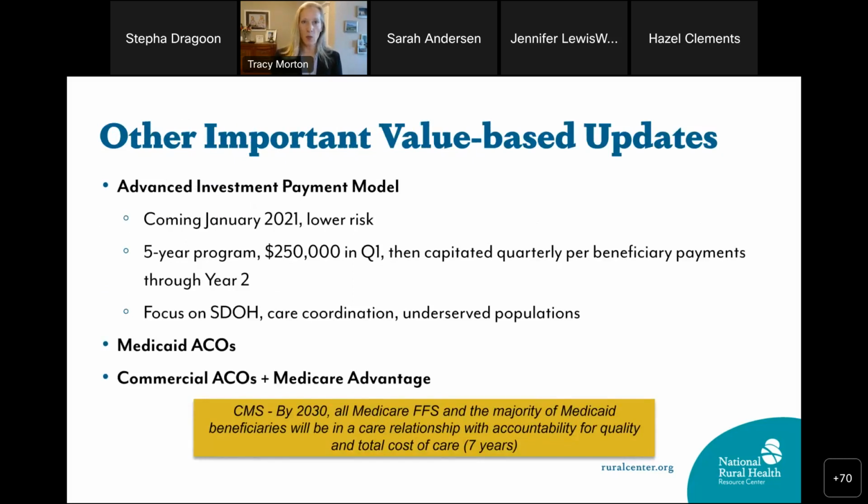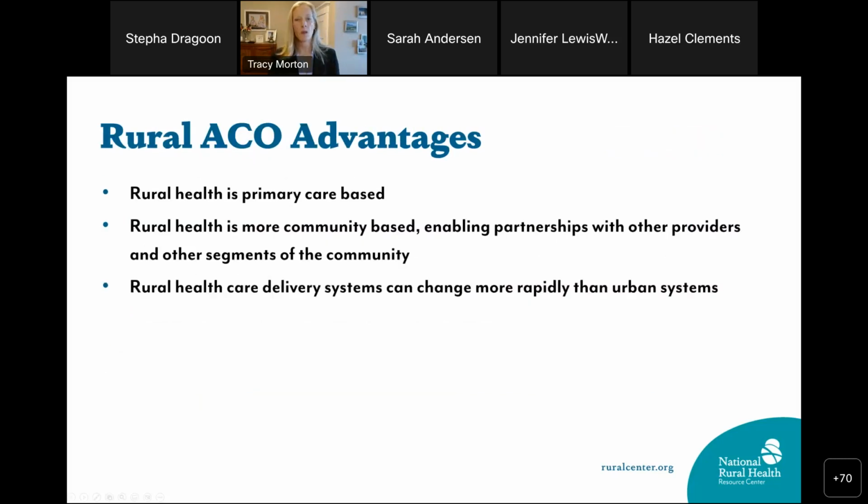Again, the reminder that by 2030, CMS is really hoping that all Medicare fee-for-service and the majority of Medicaid beneficiaries are in some sort of accountability model where they are participating and their quality and their total cost is being monitored. So that is very quickly creeping up.